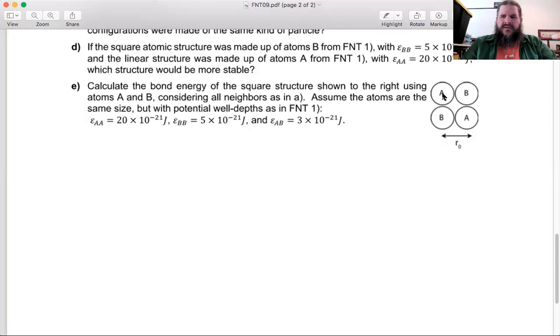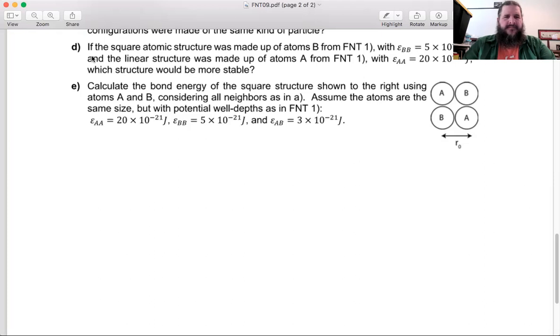Looks like here we've got this square structure of atoms of two different types. So we've got type A atoms on this diagonal and type B atoms on the other diagonal. And we've got the epsilon values for both the AA bond and the BB bond and the combination AB bond. And we want to figure out presumably the exact bond energy here, taking into account all possible bonds. So what are some bonds we should include here?